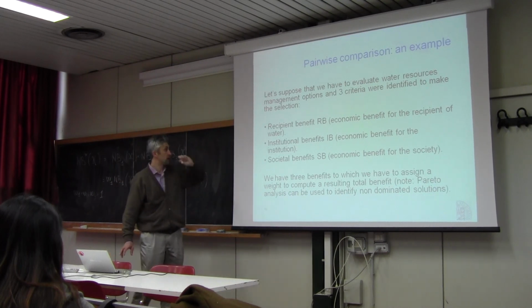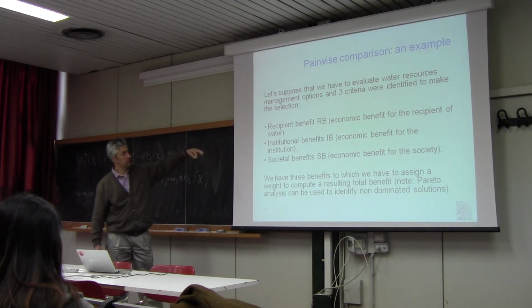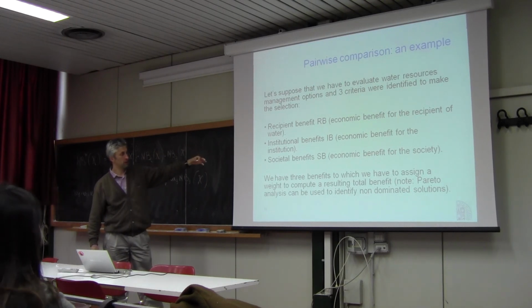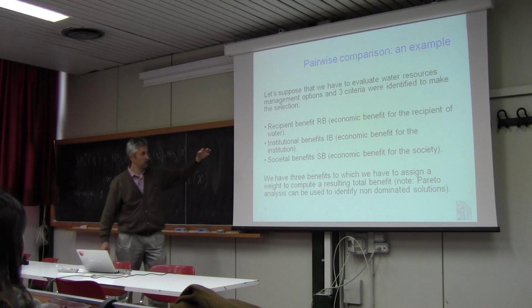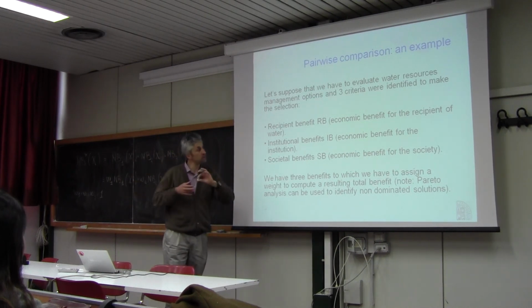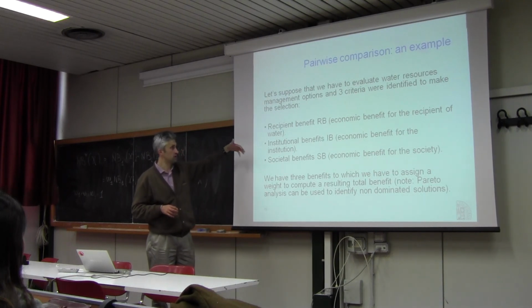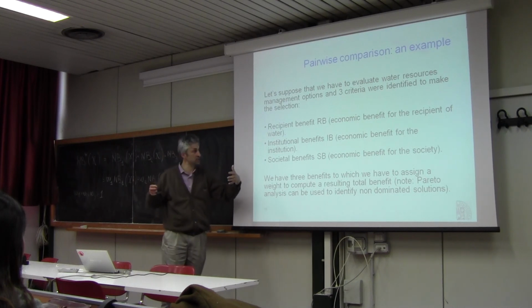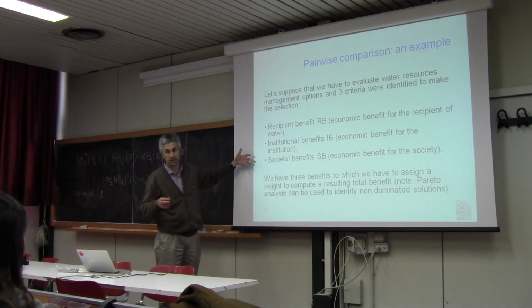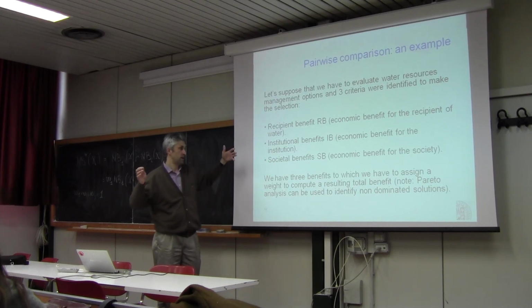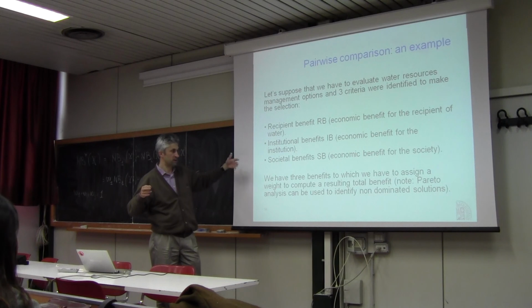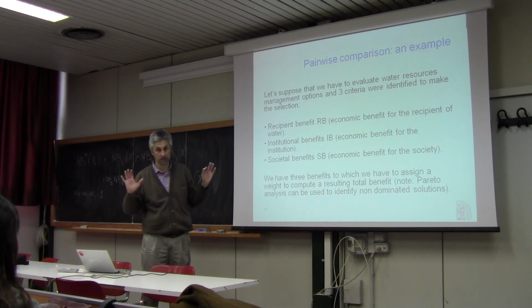Okay, first of all, let me introduce the example, and then the table. Let's suppose that our problem is characterized by three objectives, and it's just an example. Let's say the objectives are the benefit for the recipient, so the benefit for an individual, then the second objective is an institutional benefit, which means benefit for the government, for instance, and the third is the societal benefit, so benefit for the society. And then, as you can read here, we have three benefits to which we have to assign a weight to compute a resulting total benefit.